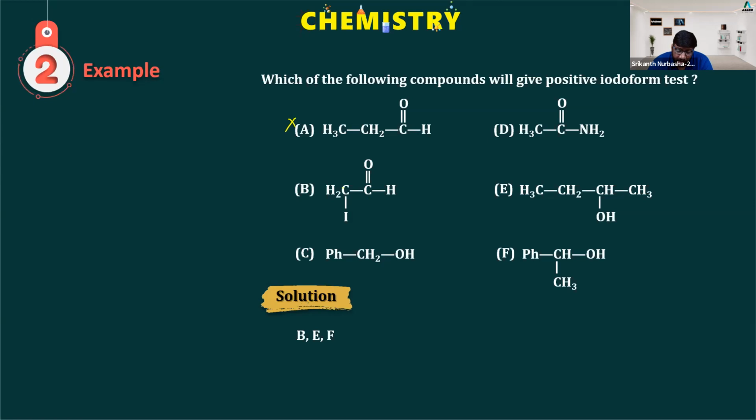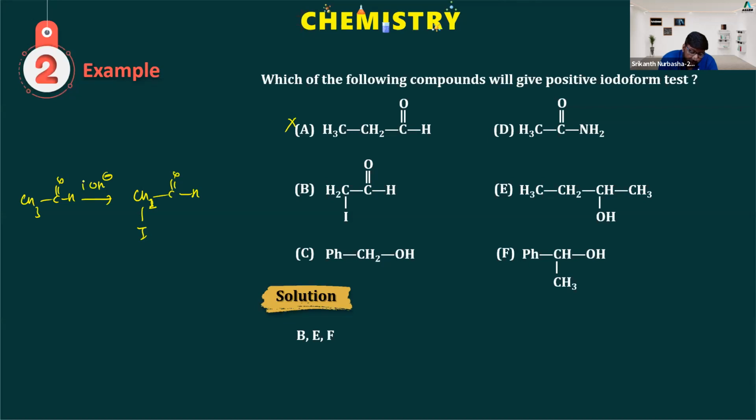Compound B, look at CH2I C=O H, will it give or not? You should not get confused like, sir, CH3 C=O H is not there, so why can you say B will give? B will give because one of the C-H bonds is already replaced by iodine. The remaining two C-H bonds can also be replaced by iodines. Yes or no? This is one of the intermediates in the reaction mechanism.